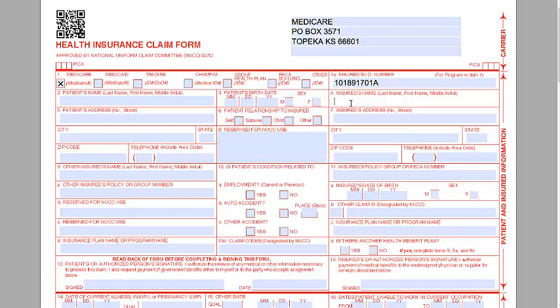Item number 3 is the patient's birth date, and we leave item number 3 blank because that information is put into item number 11A. With a Medicare claim, the patient and the insured are always the same. With a Medicare policy, you will never have dependents. So I'm going to put the patient's name, which is also the insured's name, into item number 4, and this would be for Fiona Filbert.